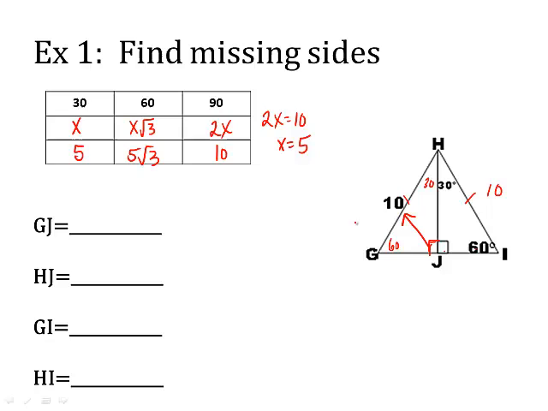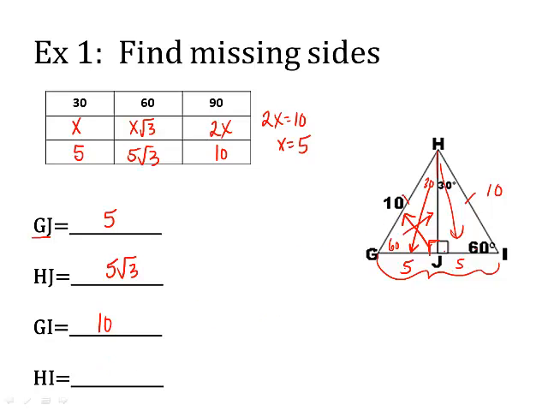Okay, so now I can look at my diagram. GJ is the side that's across from the 30-degree angle. Well, according to my chart, that is the length of 5. HJ is the side that's across from the 60-degree angle. According to my chart, that's 5 square roots of 3. GI is this whole side. Well, guess what? This is 5 and 5. Add them up, you get 10, which should make sense since it's an equilateral triangle.